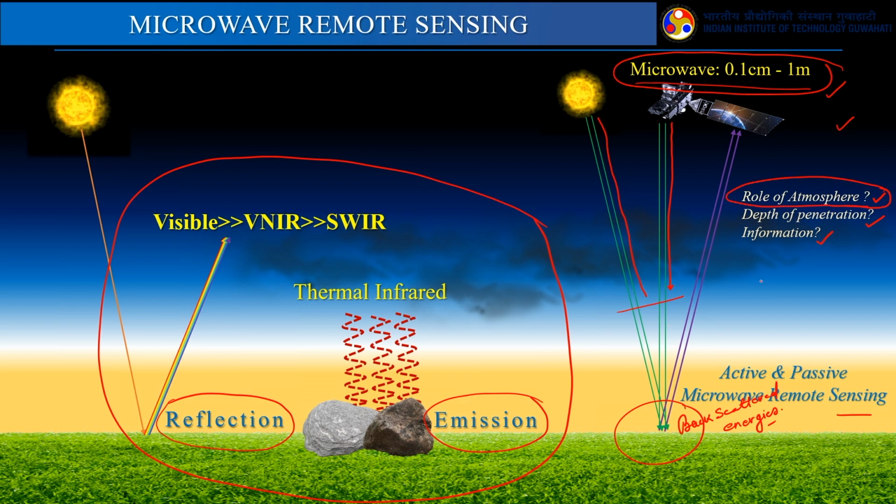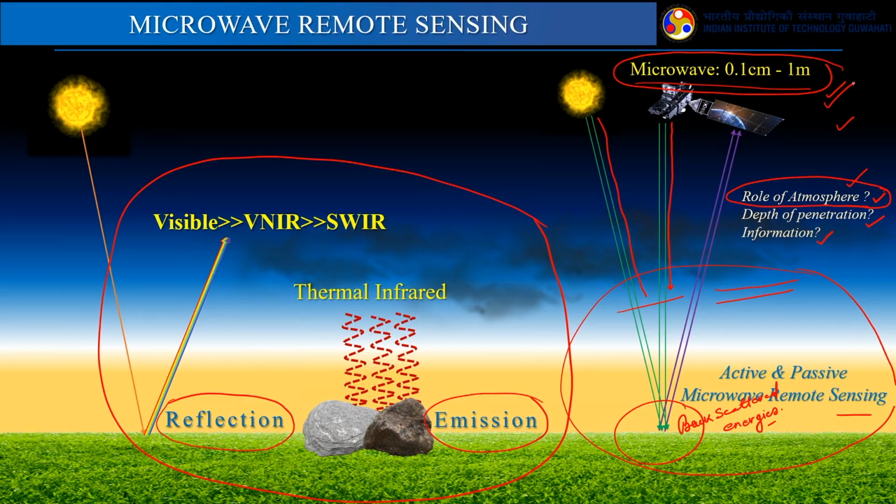That is the reason we can use microwave remote sensing when we have cloudy days, when the atmosphere is having the aerosol dust particle. In such situation also you will have microwave remote sensing data. So, this is the situation for the higher altitude areas where the sky is almost always cloudy. In such situation microwave remote sensing is more useful.